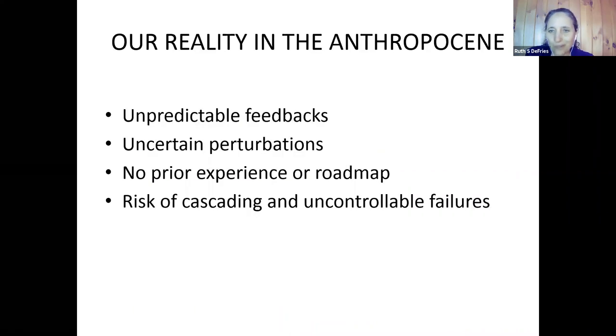So there's promise and peril from being in the Anthropocene. What I want to focus on for the rest of the talk is this aspect, the unpredictable feedbacks, the perturbations, the fact that we as humanity have no prior experience, no roadmap, no manual about how to live and survive in this highly interconnected, complex system, which means that we have unpredictable outcomes like diseases and fires and governance and these risks of cascading and uncontrollable failures.